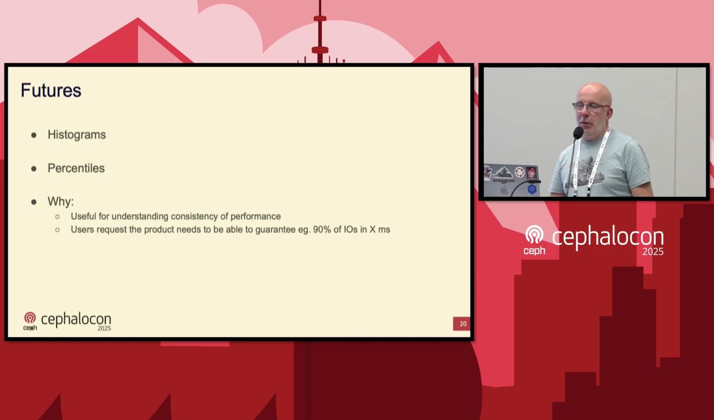We also want to add support for histograms and percentiles. This is useful for understanding the consistency of performance. Quite often users ask, I want to be able to guarantee 90% of my I/O at a certain latency.